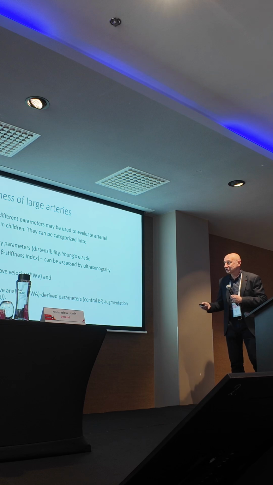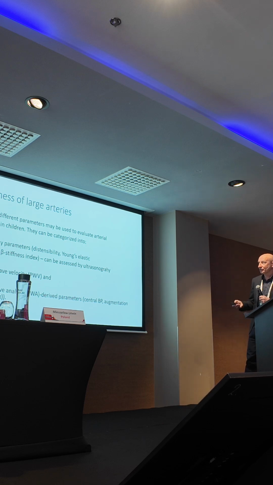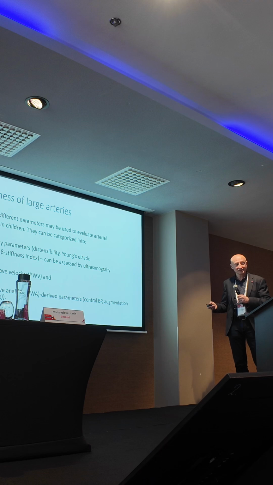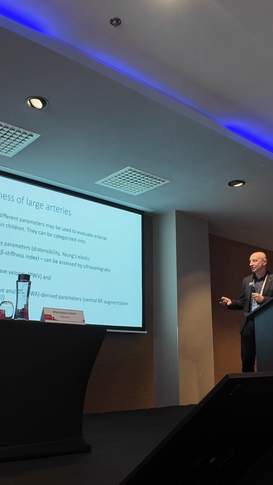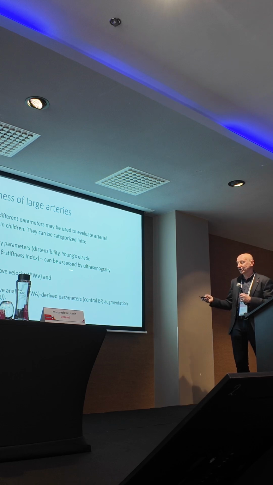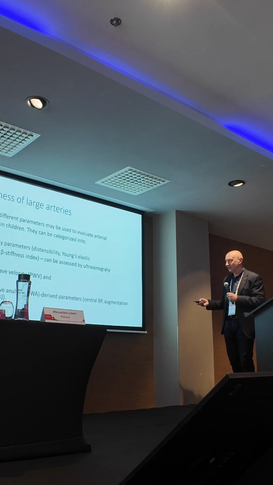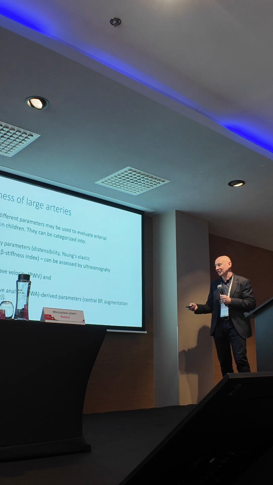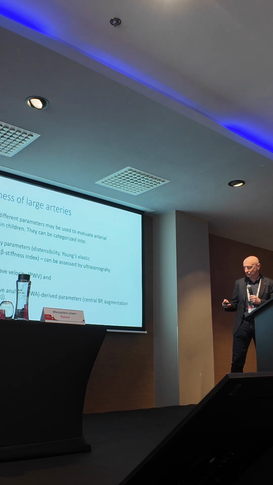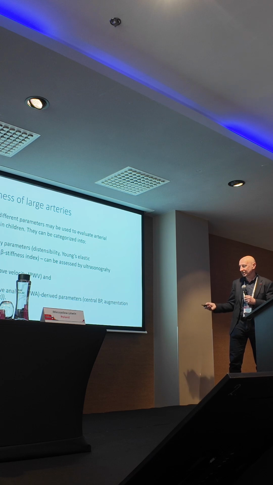A few words about stiffness of large arteries. There are several different parameters that may be used to evaluate arterial stiffness in children. In general, they can be categorized, first, into elasticity parameters such as distensibility and Young's elastic modulus. They can be assessed by ultrasonography, and we can assess them during measurement of intima media thickness. And what is most often used in clinic is assessment of pulse wave velocity and pulse wave analysis, and some other parameters derived from these measurements, like central blood pressure and augmentation index.